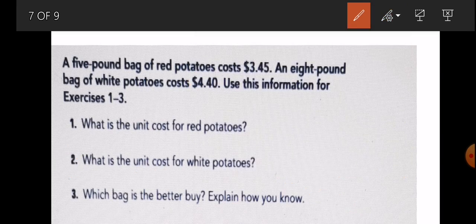Then, which bag is better to buy? Explain how you know. Which bag is better to buy? We got the unit cost for the red potato.